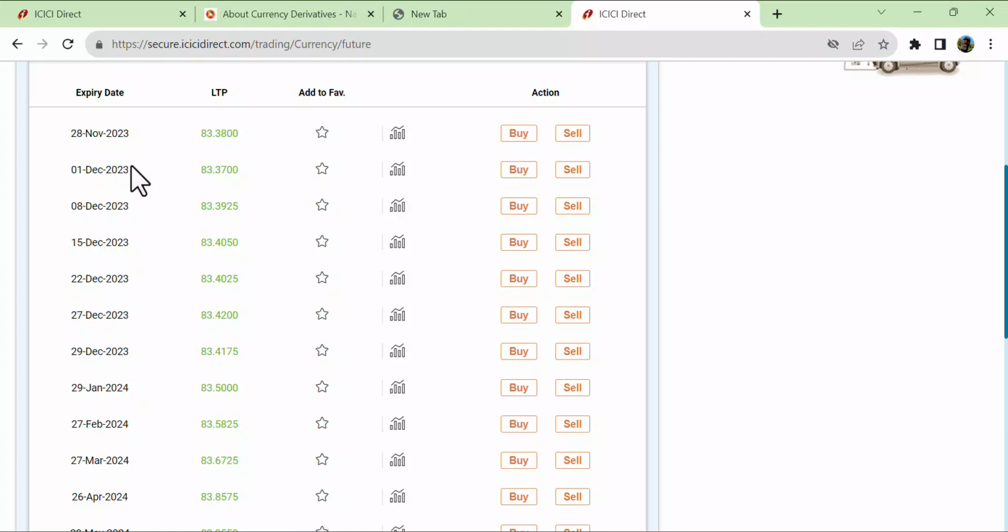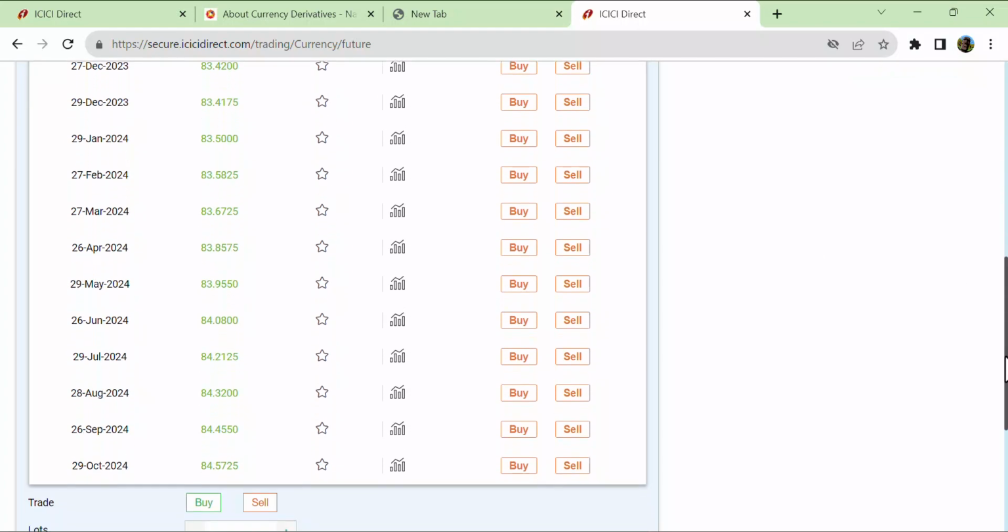Then December. In December we have about 4 weekly contracts, and the last is the monthly contract expiring on 29th December. So there are 4 weekly contracts and then one monthly contract. Then we have January, then February. The last working day, or 2 days prior to the month end, is when the deals get settled. So this is called the expiry day.